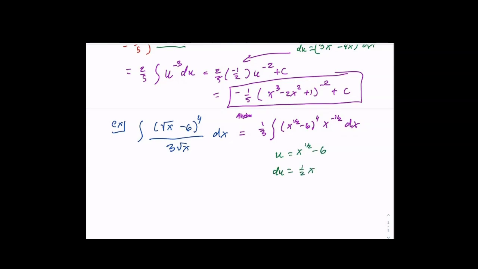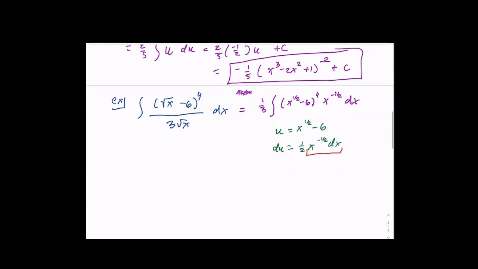1/2 x to the power of 3/2? No, wait. Exponent minus 1. Oh, negative 1/2? Yep. Now remember, the rule is to solve for x terms. So I have to bring that 1/2 to the other side. What does it become when I do the algebra?